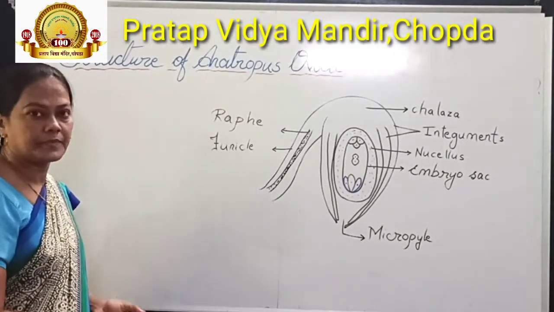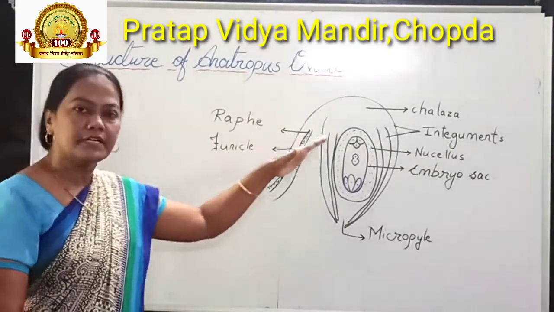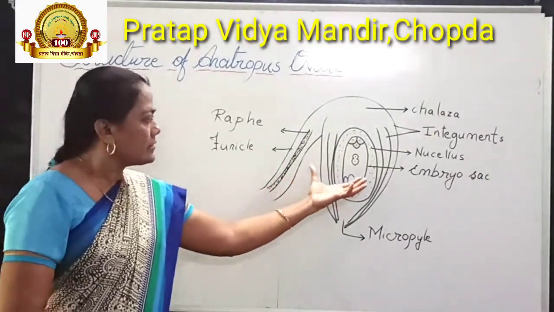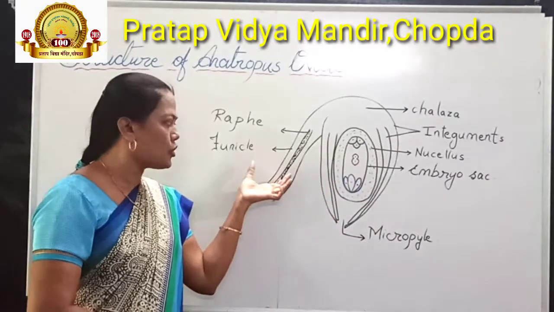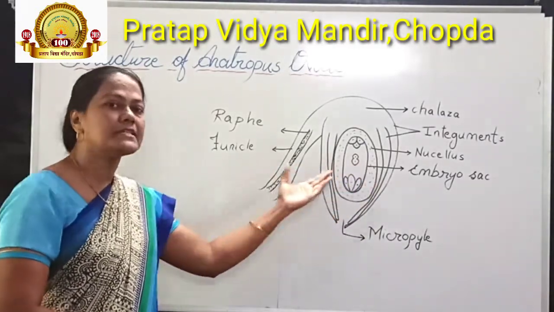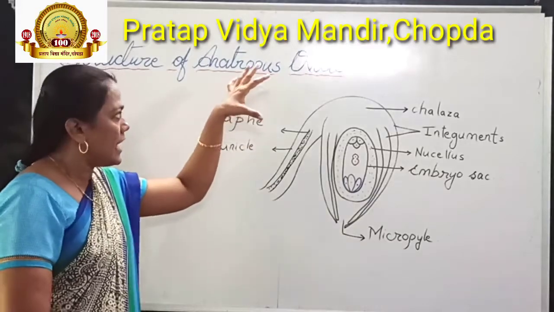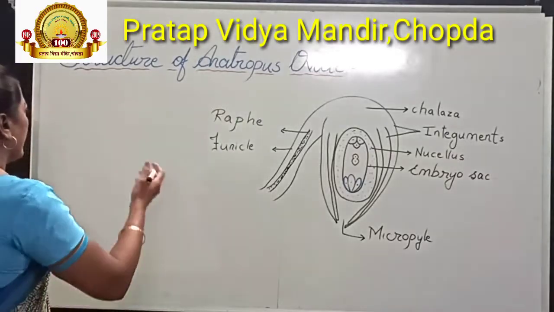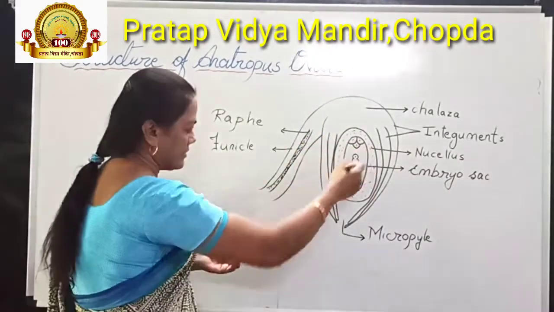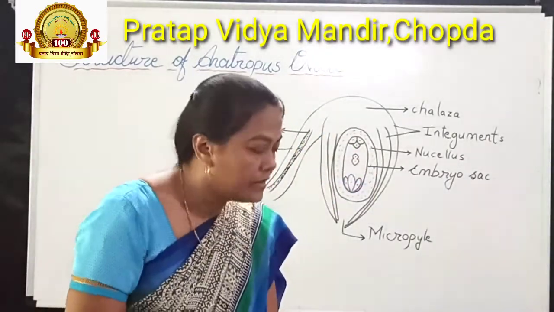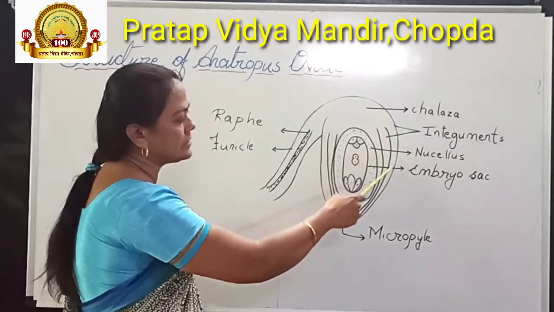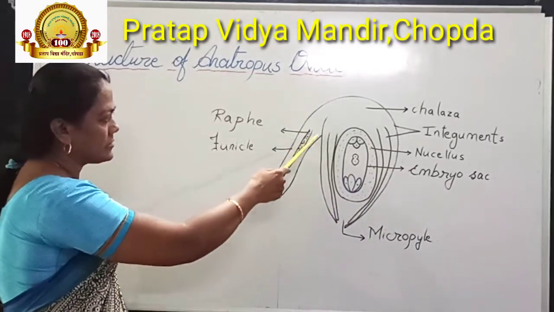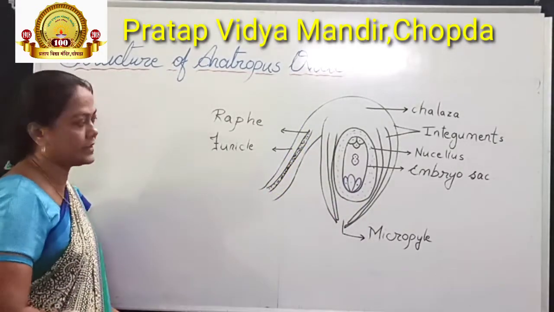Anatropous ovule is an inverted ovule. Inverted in the sense the body of the ovule and the stalk of the ovule lie side by side. Anatropous ovule consists of the following parts. It is this part which is the main bulk of the ovule. This is called the body of the ovule and this is called the stalk of the ovule.